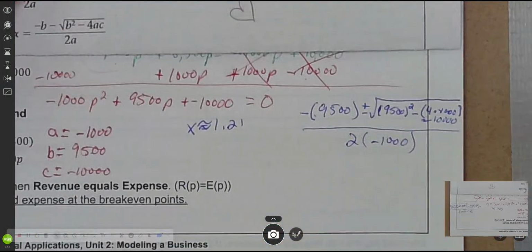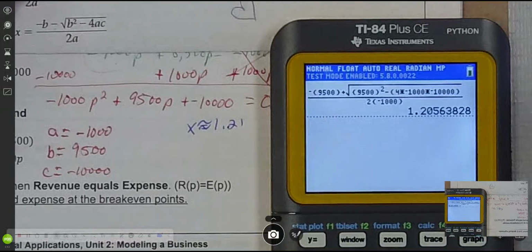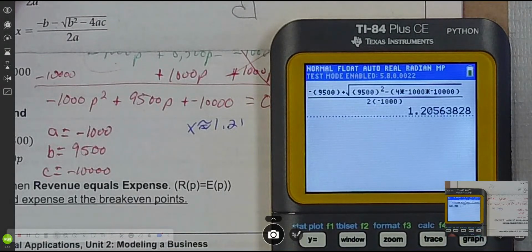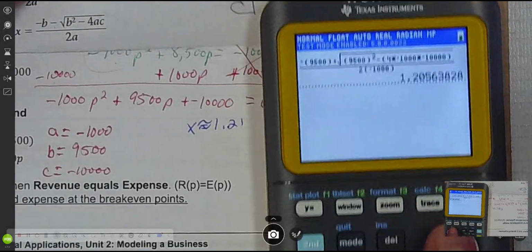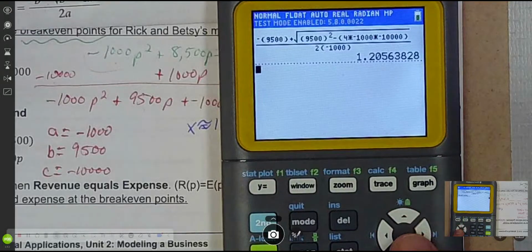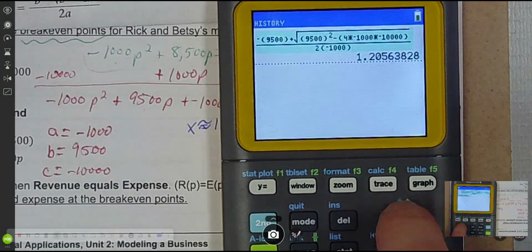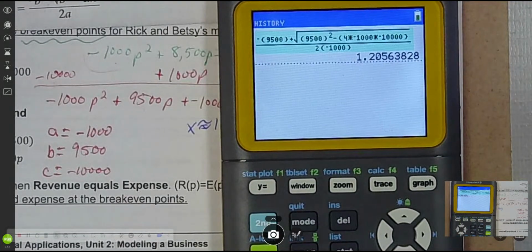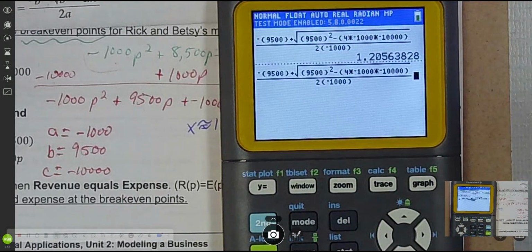All right, here's where the calculator is super handy, and it's just wonderful. Press the up arrow key. You can't see it when I do it. The up arrow key right here. I want to highlight this and then press enter. I get the exact same thing copied in.